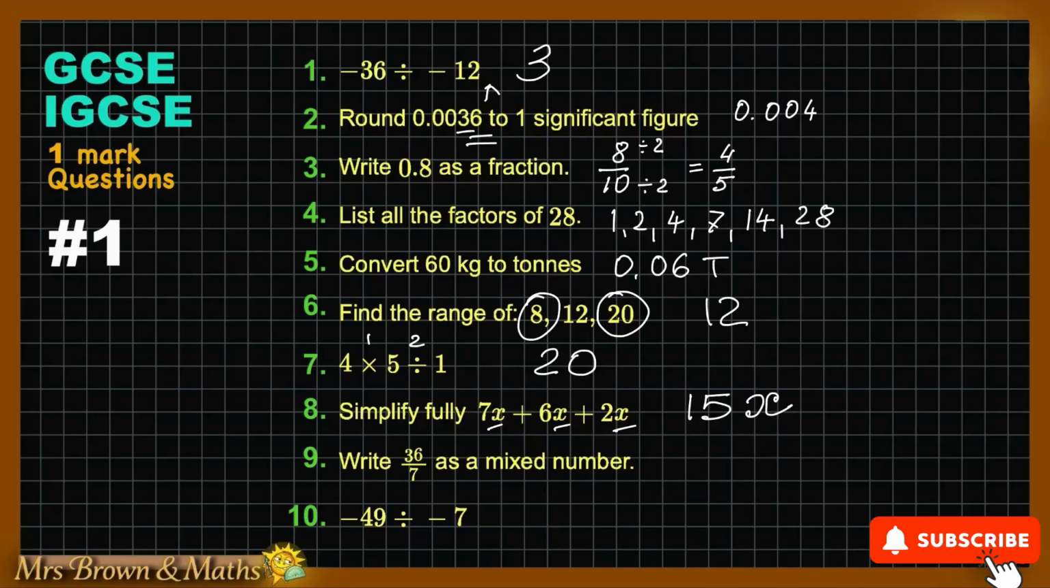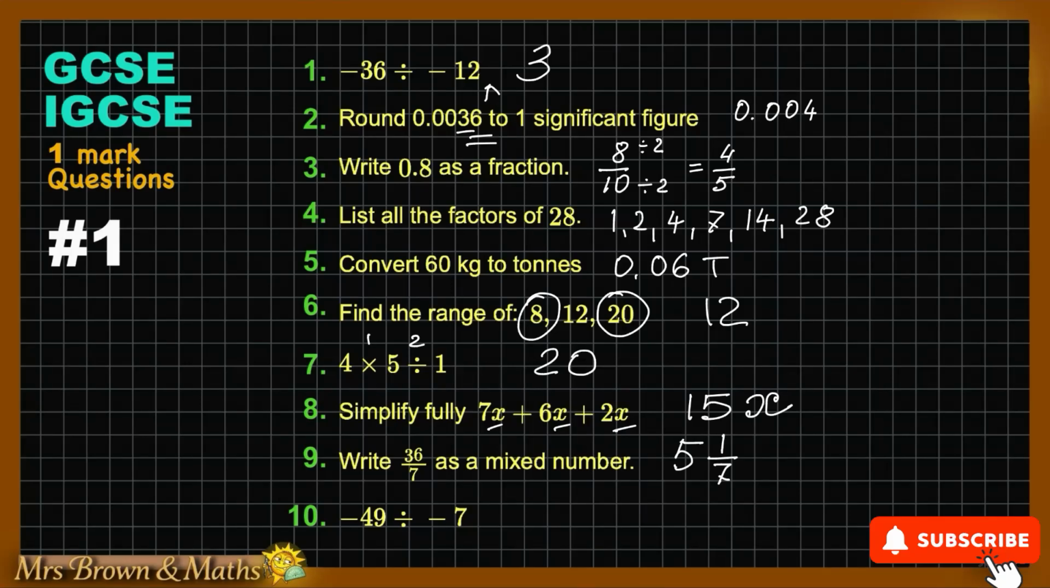Question 9. Write 36 over 7 as a mixed number. 36 divided by 7 is 5, remainder 1. So the final answer is 5 and 1 over 7.